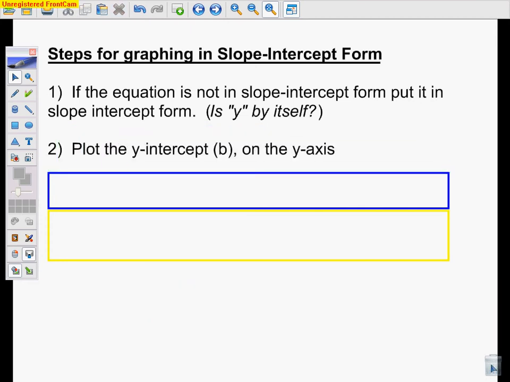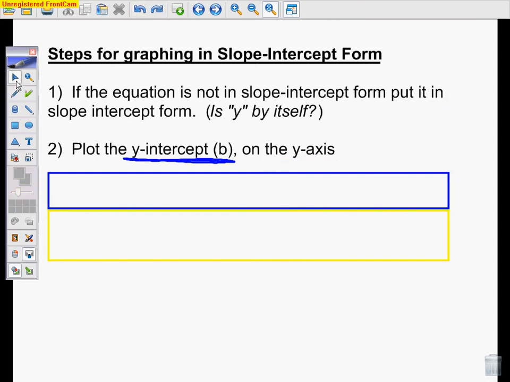Step 2, plot the y-intercept on the y-axis. Now this is extremely important. It's called the y-intercept because it's on the y-axis. So please make sure that you plot it on the y-axis. Remember, the y-axis is the vertical one. Plot it on the y-axis.